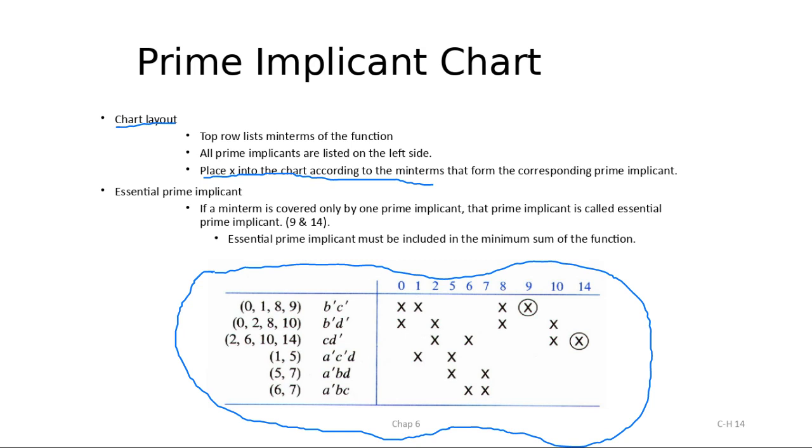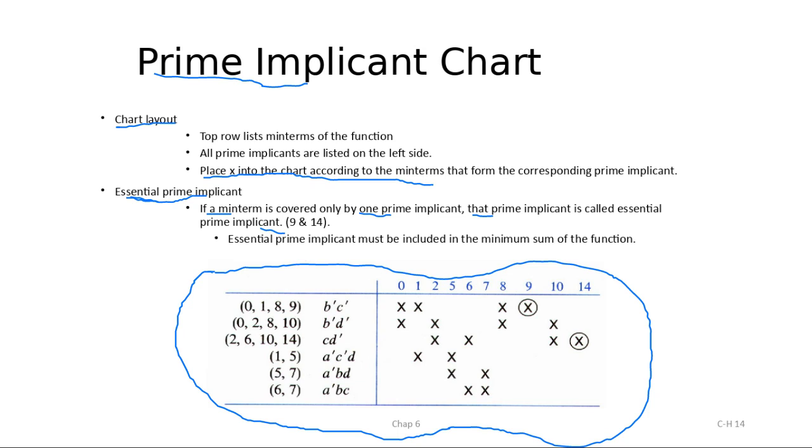It is very simple. So, essential prime implicants. It is the important terms. We know the prime implicants, all of the x's are prime implicants. But there are the essential prime implicants. It means you have to use them. You cannot avoid them. If a min term is covered by only one prime implicant, that prime implicant is called an essential prime implicant.